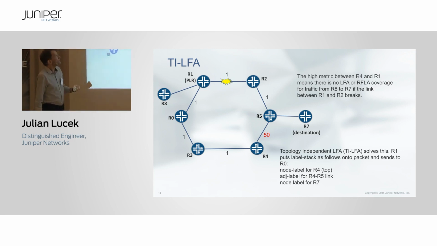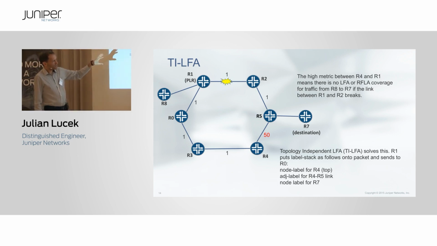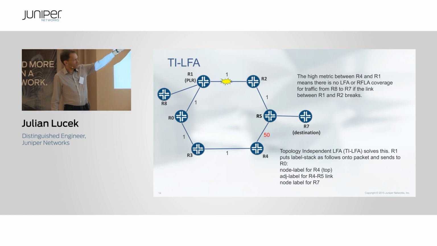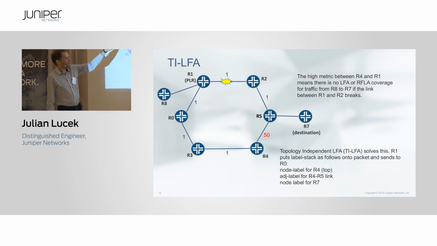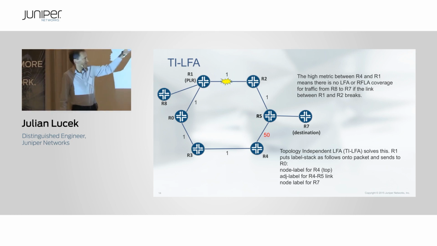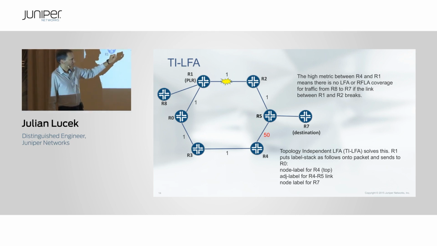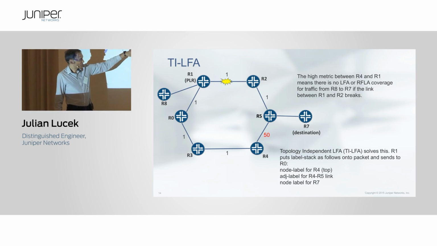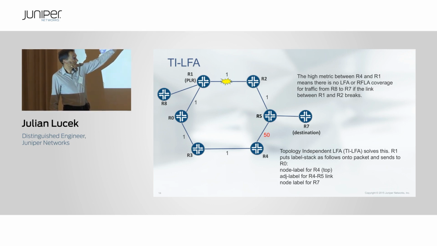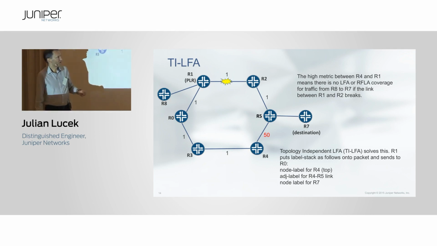And so what R1 would do for this repair action, it would recognize there's no PQ node. It would recognize that to get the packet round to R7, what it can do is put that adjacency label as part of that label stack. In fact, it would put the node label for R4 on top, the adjacency label for that link, and finally the node label for the destination that's expected by R5, and so successfully send the packet like that.